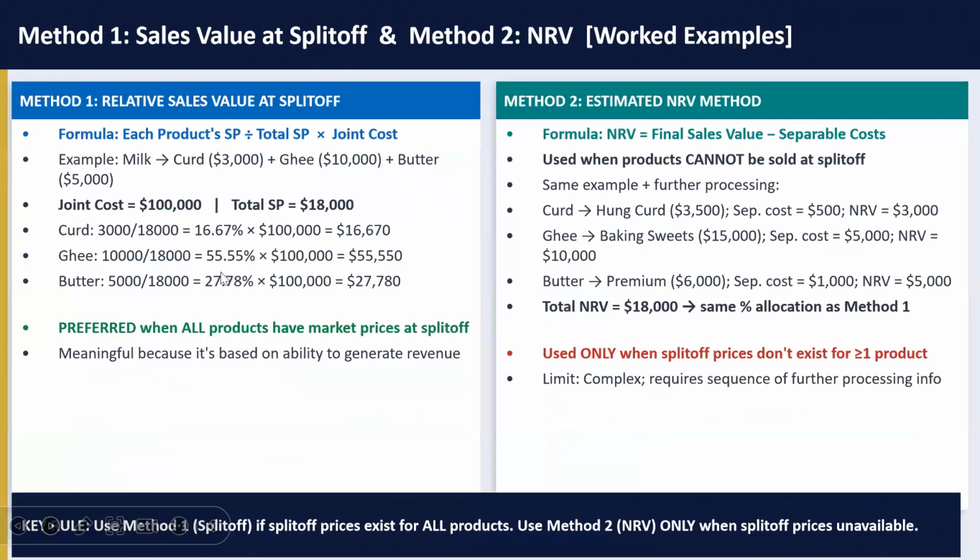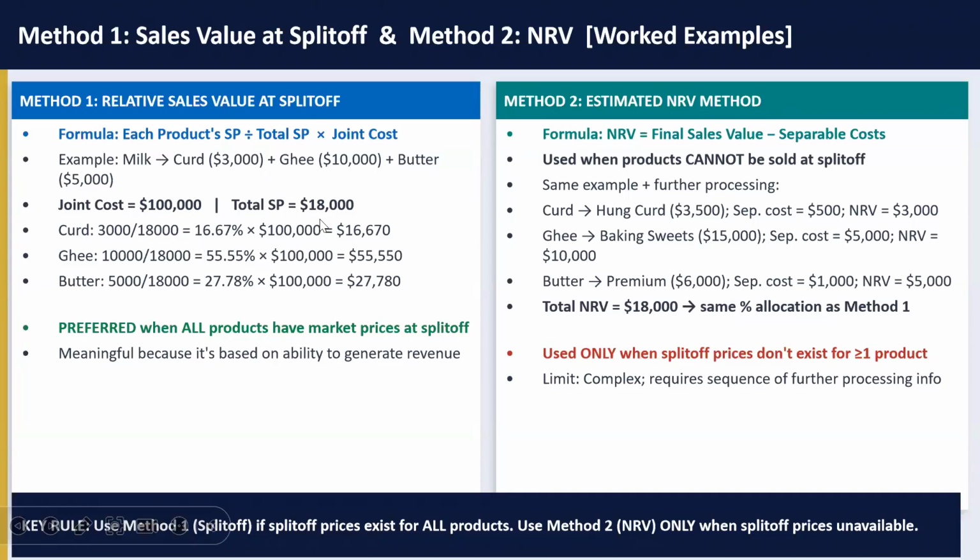We'll look into the practical examples. First up, we have relative sales value at split off. Here, each product's selling price is divided by the total selling price. For example, milk is getting turned into curd, ghee and butter, and each of them has a sales value at split off. Your joint cost is $100,000 and your total selling price, 3,000 plus 10,000 plus 5,000, is $18,000. We will find out the percentage for allocation.